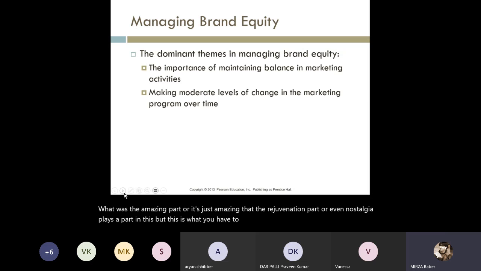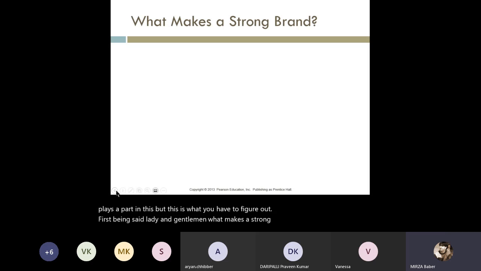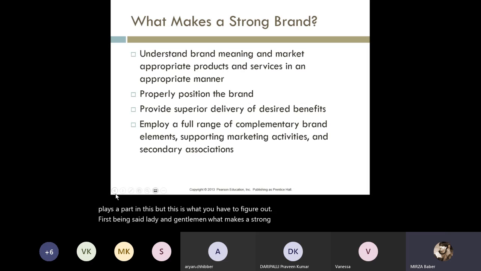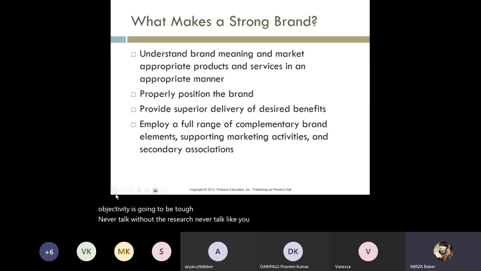That being said, ladies and gentlemen, what makes a strong brand? I don't know. It's written there. So first, you have to understand brand meaning and market appropriate product and service in an appropriate manner. Study things with objectivity and context. All right. Finding that objectivity is going to be tough. Never talk without the research. Never talk like you know everything. Be humble when you do the research.